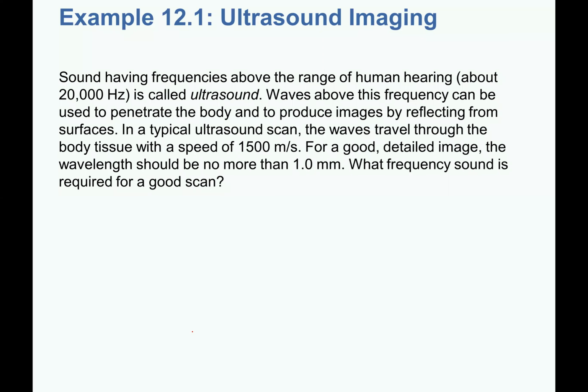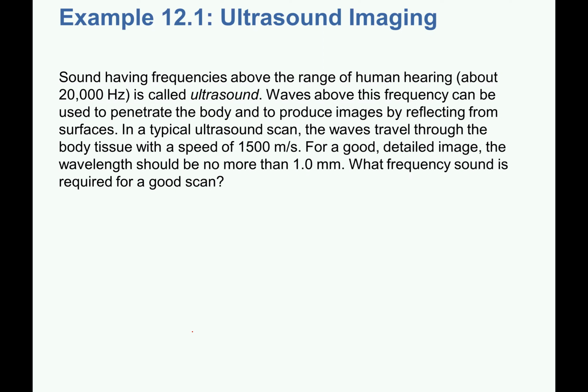All right, so in a typical ultrasound scan, the waves travel through the body tissue with a speed of 1500 meters per second. For a good detailed image, the wavelength should be no more than 1 millimeter. So what frequency sound is required for a good scan?